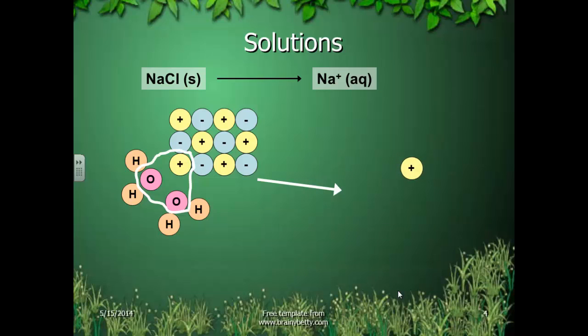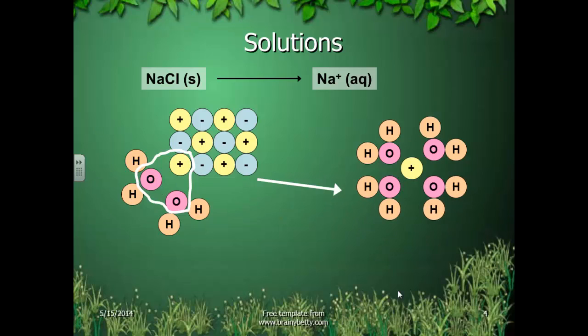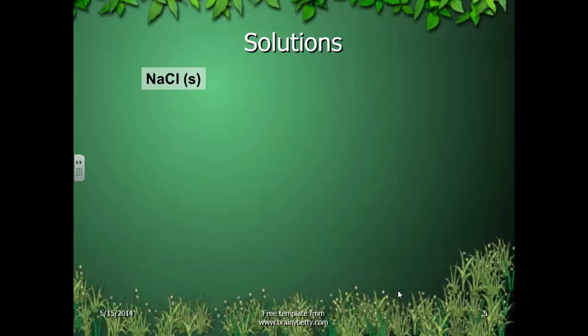If we drew a picture of that, we would have one sodium ion now, all by itself. We ripped it off the crystal. And as soon as it's away from that crystal, it can be surrounded by more water molecules. And again, notice how they're lined up. All the oxygens are pointed towards the sodium. That's on purpose because the oxygen is the negative part of the water and the sodium has a positive charge. Let's take this dissolving one more step.